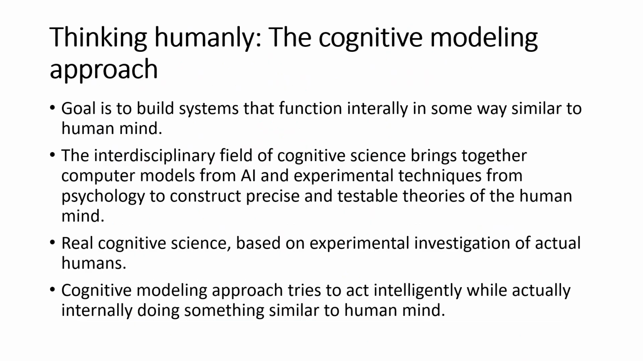The first one is thinking humanly. Thinking humanly means making machines think like humans think. Here the goal is to copy the human thought process. So this approach focuses on simulating the human thought process, how the human thinks. The same way, that machine should think.